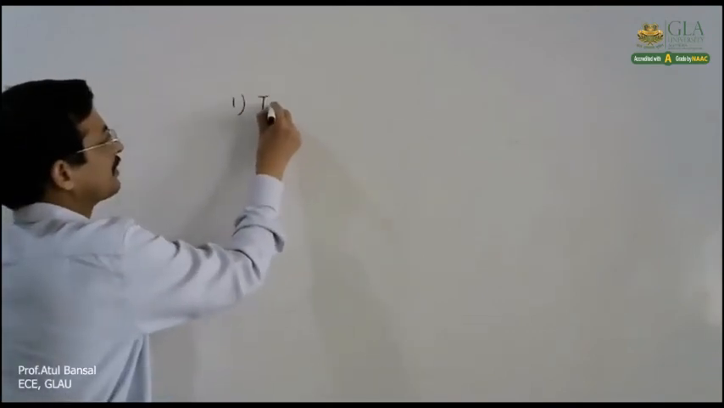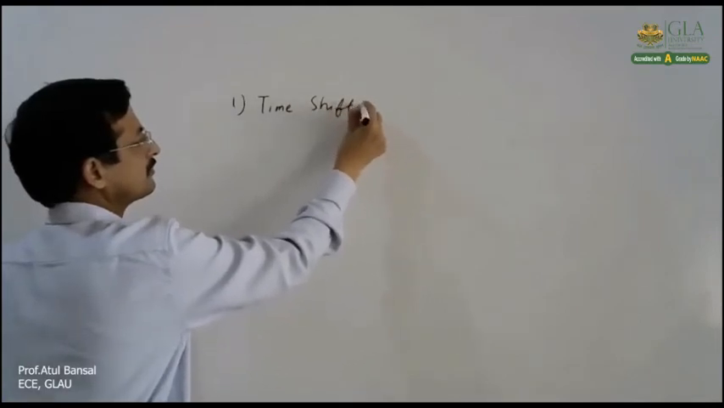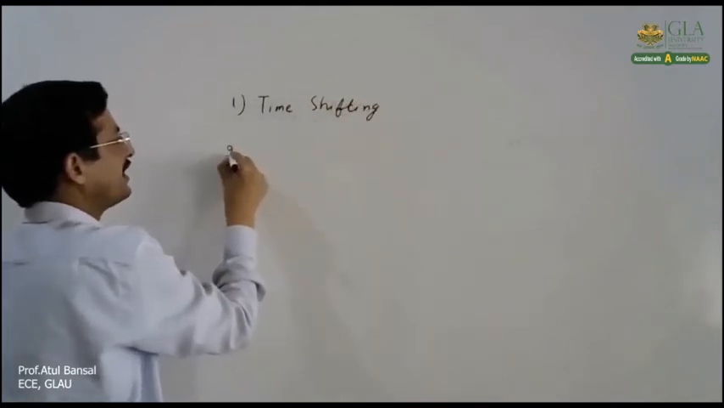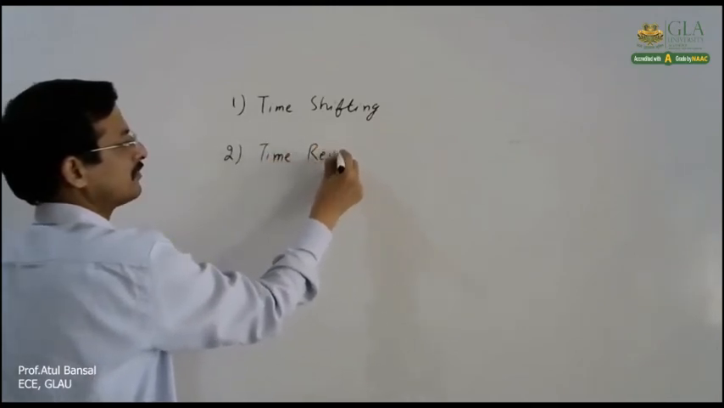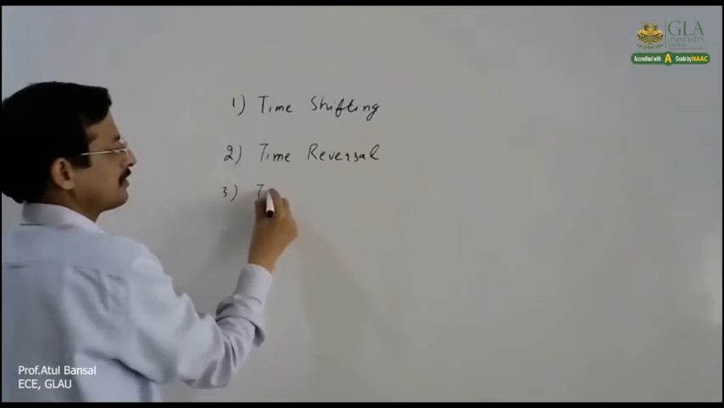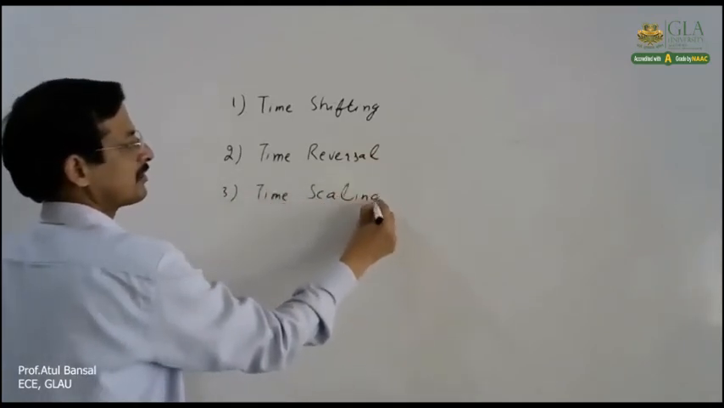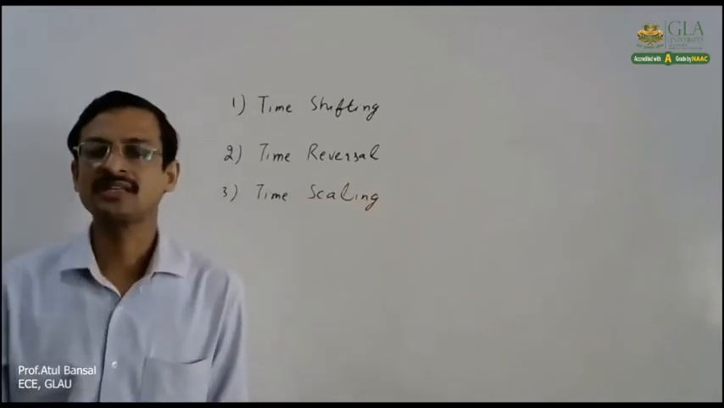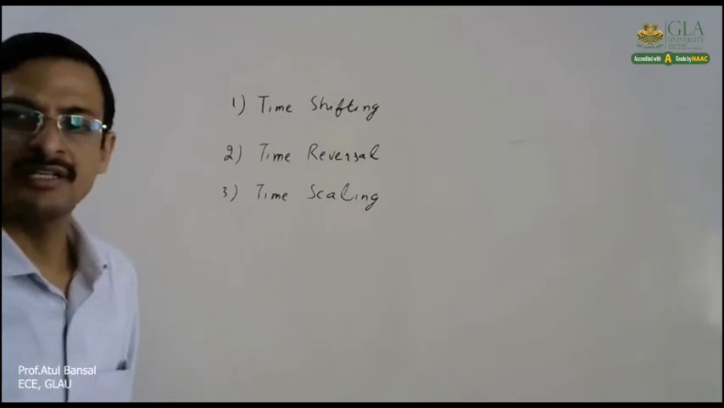So we say there are three types of transformations. One is time shifting. Second is time reversal. Third is time scale. So let us discuss these transformations one by one. First is time shifting.